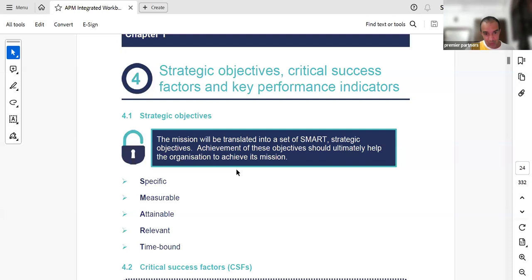Attainable, you should be able to achieve it. I mean, you can't say, you are a new business and you want to have 1 billion revenue. No, that is not possible, isn't it? Then relevant and time-bound. Some people use the word relevant. Some textbooks will say realistic. Right, both are okay. And then time-bound. It should be for a specific time period.